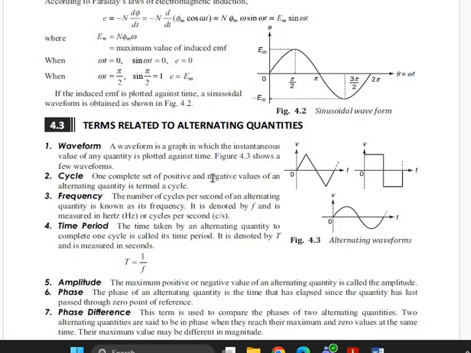Cycle: one complete set of positive and one complete set of negative values forms one cycle. Frequency: the number of cycles per second of an alternating quantity is known as its frequency. It is measured in cycles per second, or hertz, and is denoted by the letter small f.